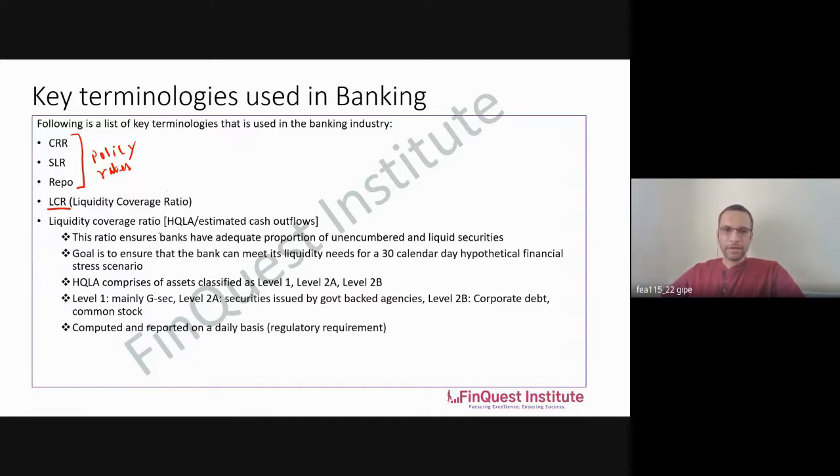The standard ratio for LCR is HQLA, which you call high quality liquid assets, upon estimated cash outflows. Again, the exact way in which this formulation happens is given in the LCR guideline by the RBI. Those specifics you can check out later, but generally giving an idea of what LCR is. Now, firstly, this ratio ensures that the bank has an adequate amount of unencumbered assets. So when I say unencumbered assets, what do you feel could be the meaning of this term?